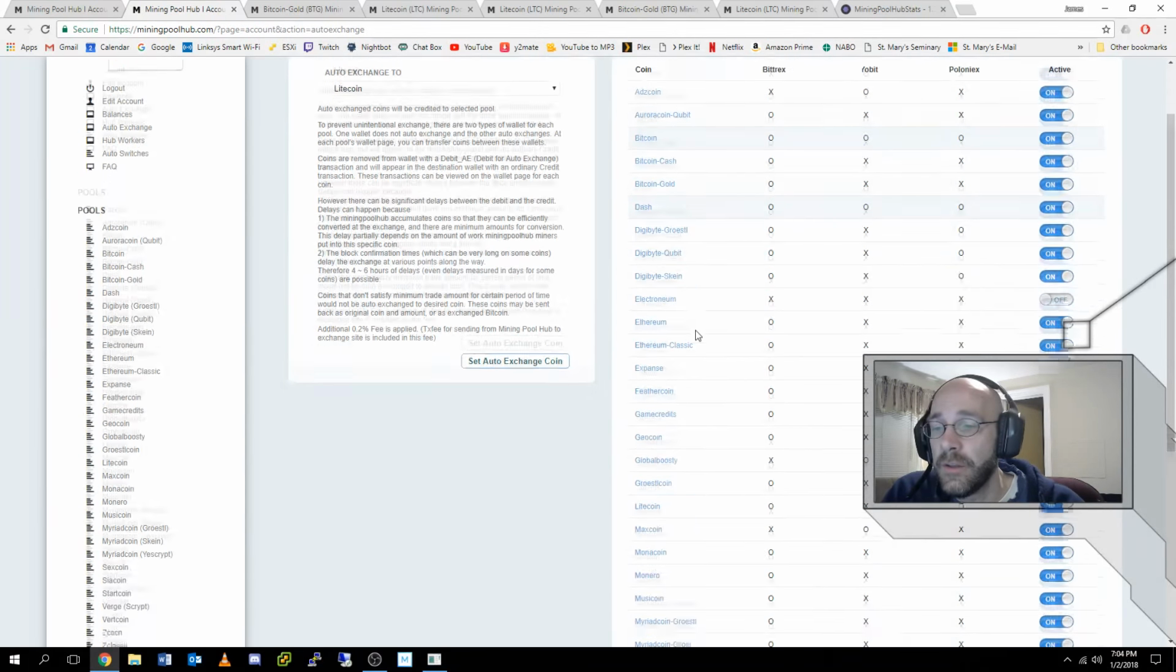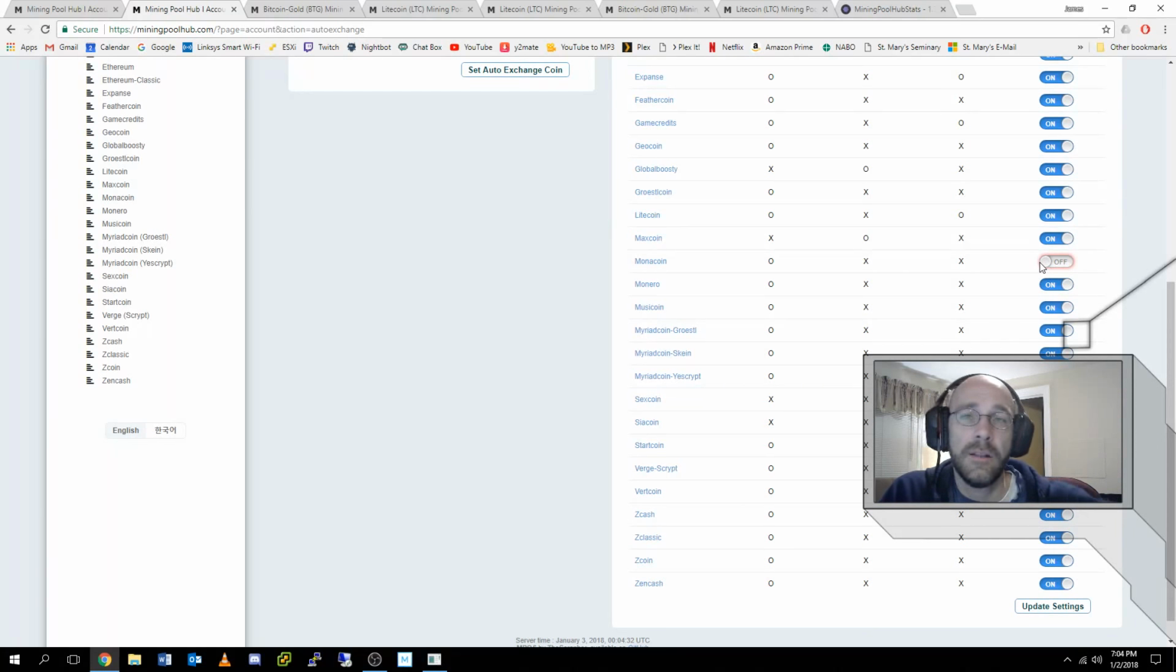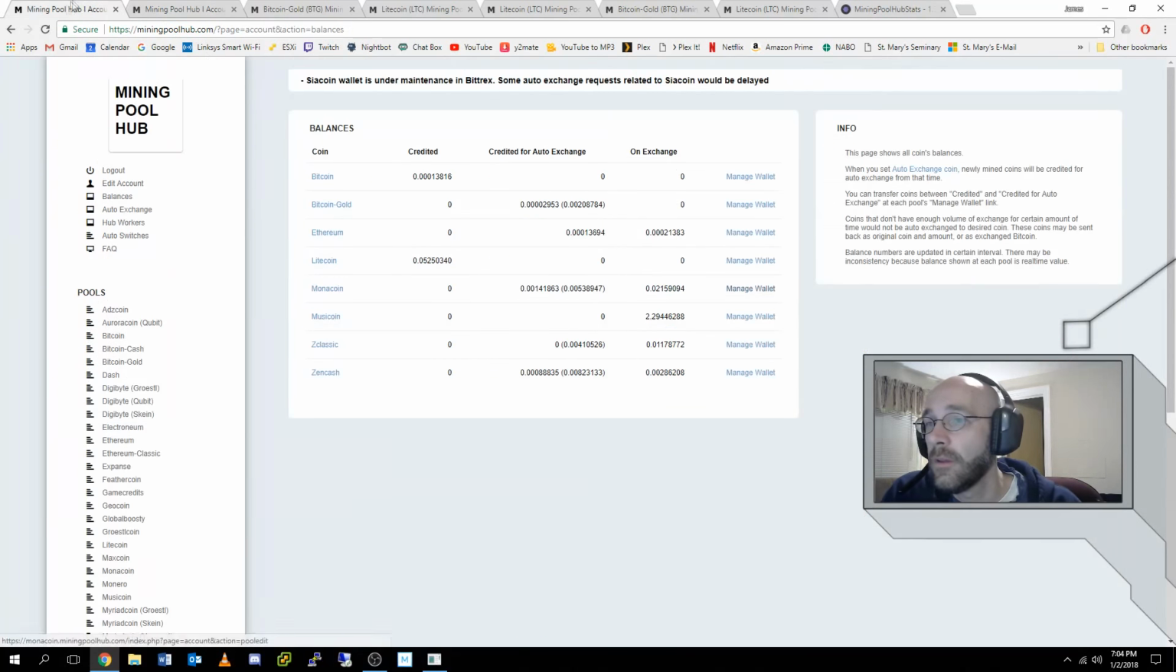All right, but I would also have to change it here on the auto exchange. So let's go to where it says Monacoin here. I would have to turn this off. Otherwise it'll keep automatically going to be traded. You know, so the only way to prevent it from going to the exchange is to turn it off. All right. But yeah, I think that's pretty much it.